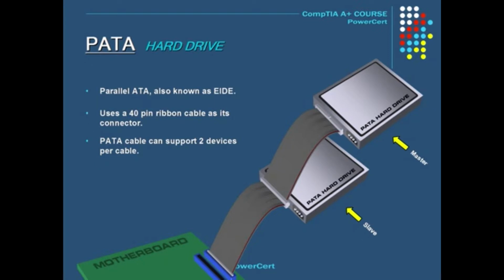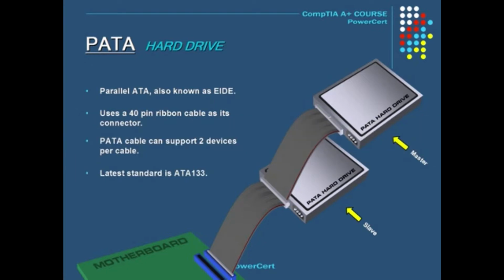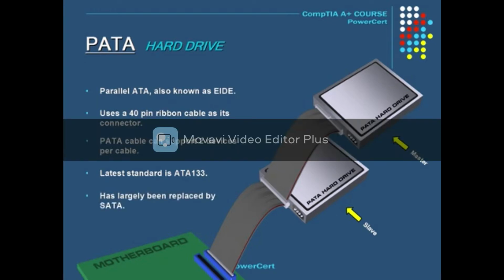Older motherboards had two PATA connection interfaces, so they can support up to 4 drives total. The latest standard on these drives is called ATA-133, which has a data transfer speed of 133 megabytes per second. But PATA drives are a dying breed and have largely been replaced by the faster speeds of SATA.